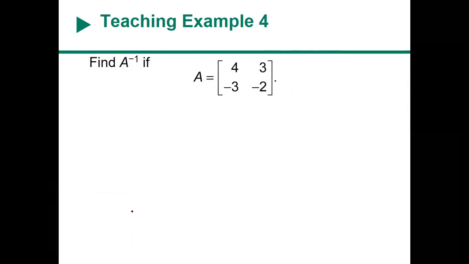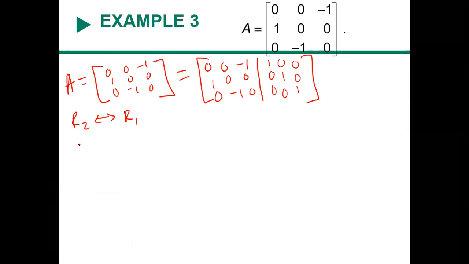By doing that, I end up with 1, 0, 0, 0, 1, 0, and 0, 0, -1, 0, 1, 0, 1, 0. And row 3 was untouched.